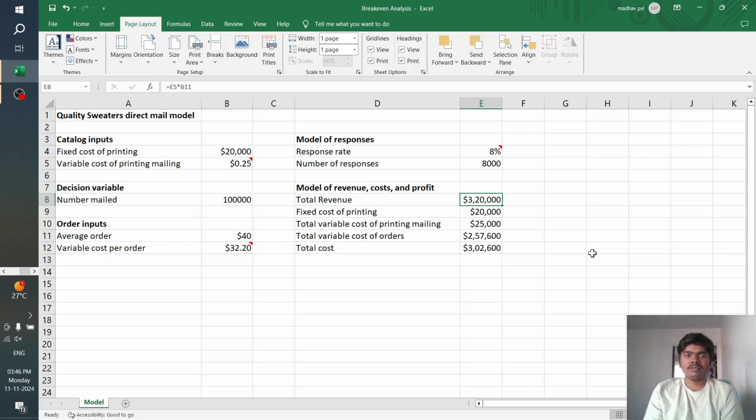That's the reason I wanted to demonstrate this basic quality sweaters direct mail model.